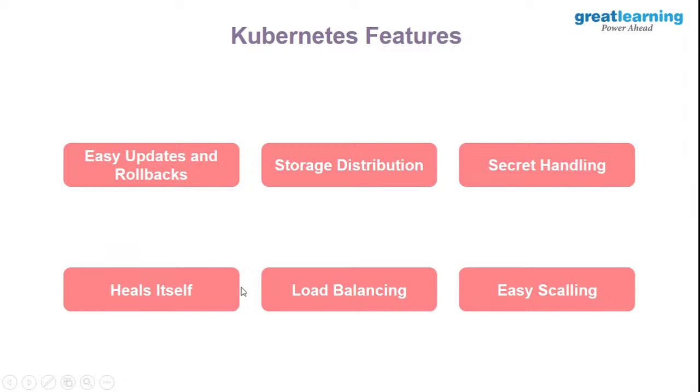Heals itself basically means that it makes sure that if any particular pod is down or a container is down, it will try to bring it up. So it does that automatically. You don't have to worry about it. Let's say that one of your containers that contains the payment feature, it crashes, right? And you did not know about it. The thing is that Kubernetes will automatically detect that and it will try to put it up again. Like it will try to put it on the production server again.